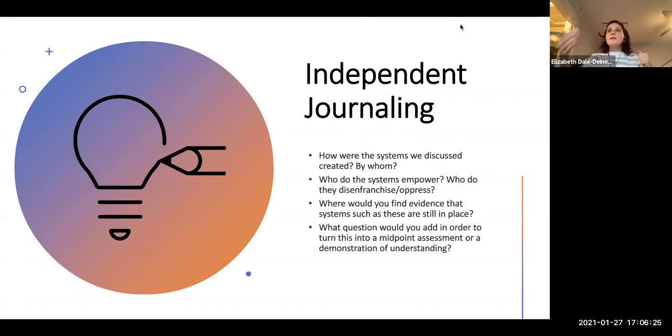If you were challenging your students to see the systems and then seek out evidence because you know that those systems are still in place, what kind of evidence would be valid for supporting that? And then really putting on your teacher hat, what question would you add in order to turn some of this into a midpoint assessment or demonstration of understanding of either propaganda or World War II or the combination of both?